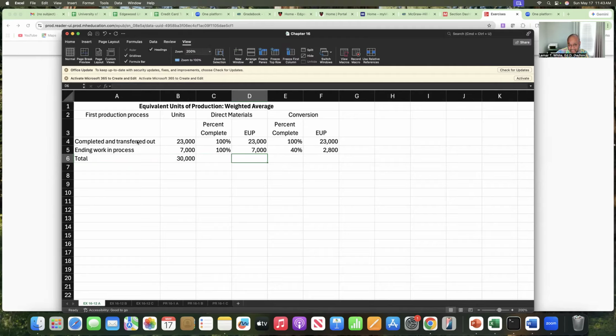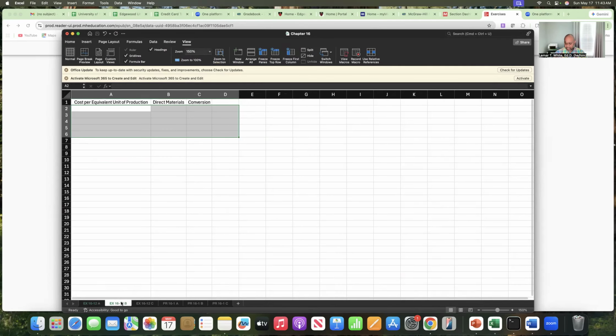Under my direct materials, it will also be 30,000. And under my conversion, it'll be 25,800. And that is part A of the question. Let's move to part B. Part B says, compute the cost per equivalent unit for both direct materials and conversion.